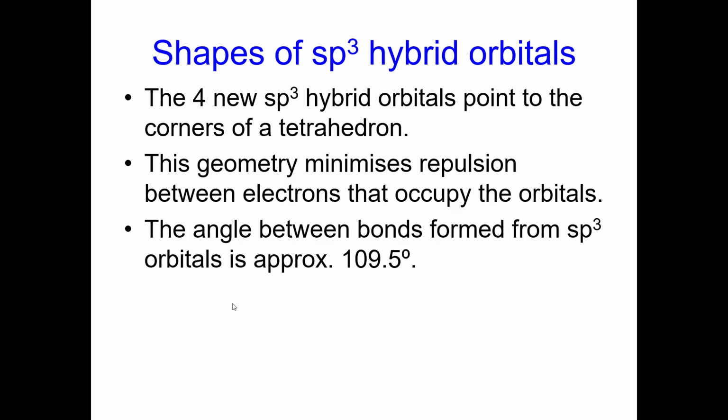And this shape is known as a tetrahedron. And the angles in between each orbital is 109.5 degrees. And just a little heads up, again, this can be a common question.